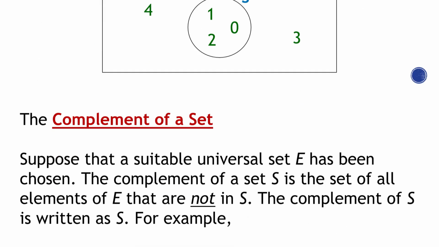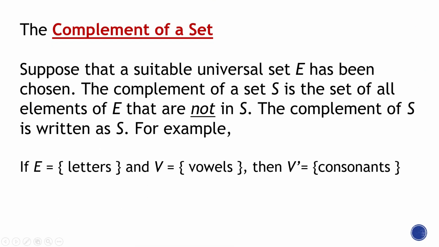Let's go to the next one, and here what we have is the complement of a set. How do we illustrate that as a Venn diagram? But before that, let me explain what they mean by the complement of a set. Suppose that a suitable universal set E has been chosen. The complement of a set S is the set of all elements of E, the universal set, that are not in S. The complement of S is written as S prime.